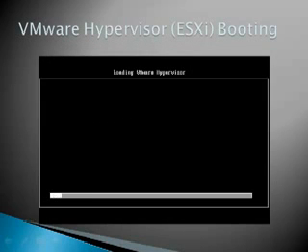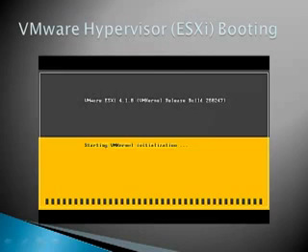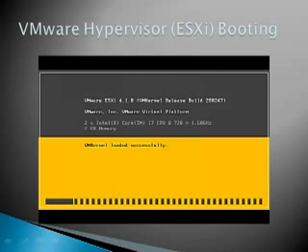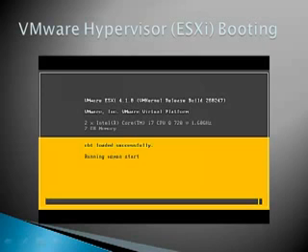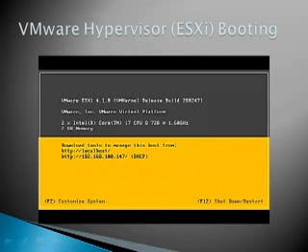Now let's look at ESXi. ESXi is just the VMware hypervisor with onboard management limited to configuration of management network IP addresses. Here's virtualization starting right now. And this is a fully booted ESXi server.